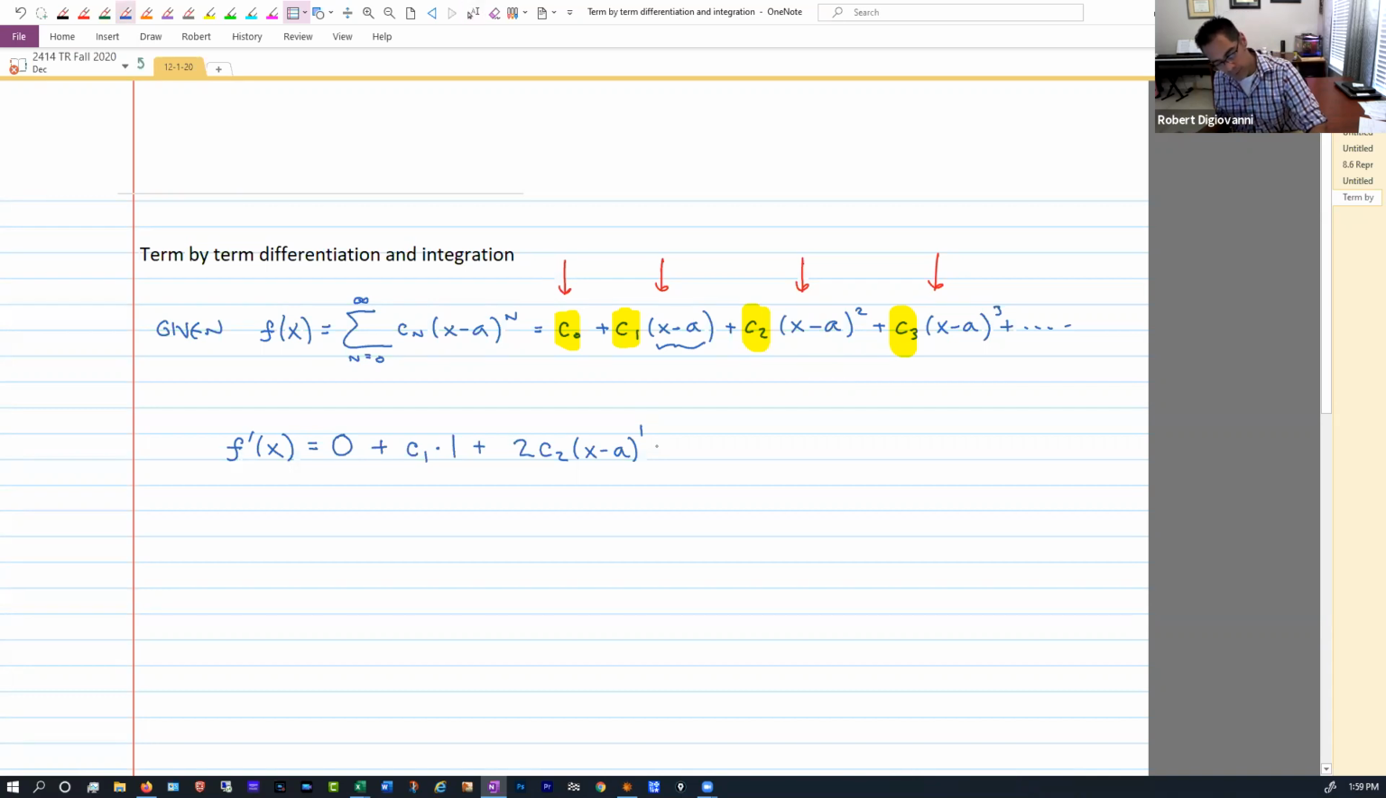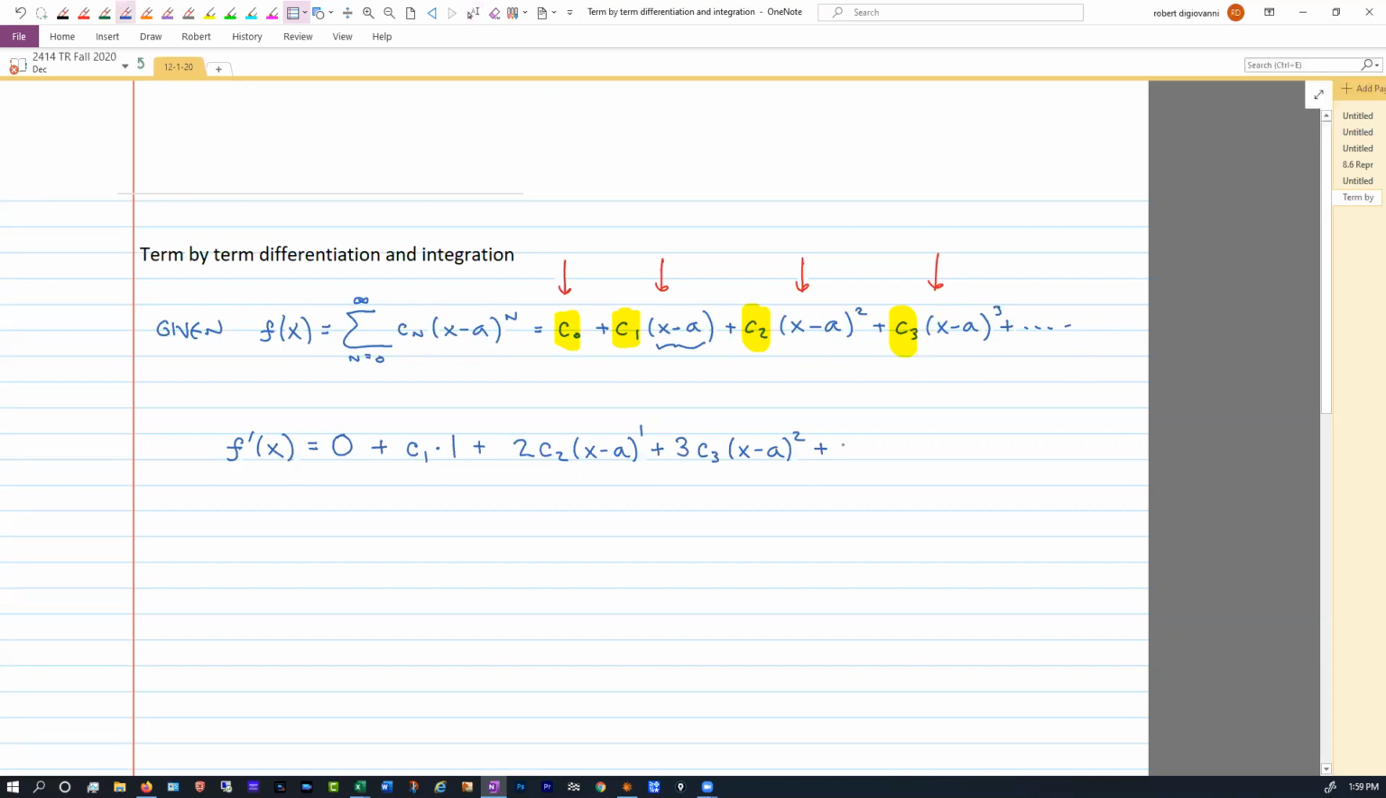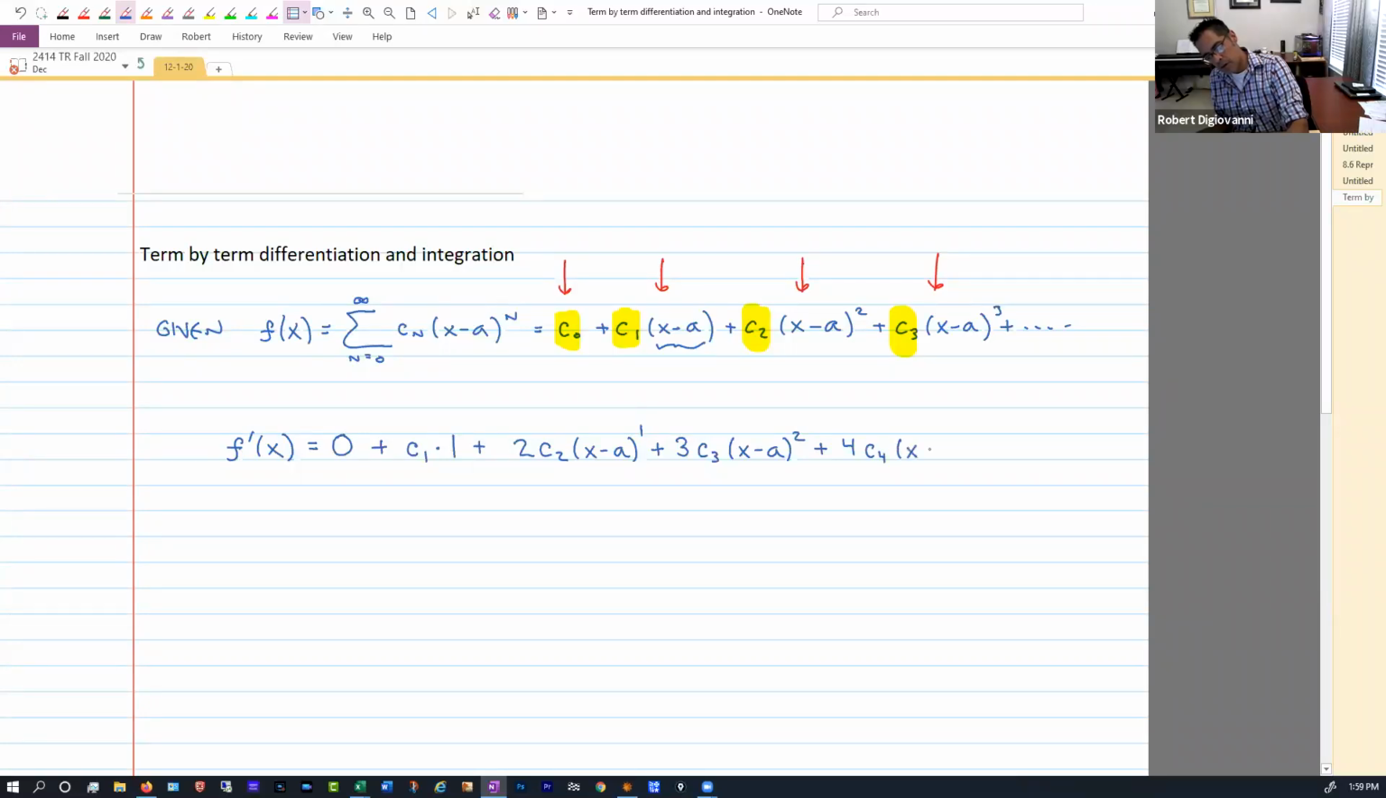Keep going. Plus, what number is going to come out on this one? 3. 3 is going to come out. 3, c sub 3, x minus a squared. Any guess as to what the next one would be? We didn't write it down, but can you kind of see a pattern here? Yeah, 4 c sub 4 x minus a cubed, plus dot dot dot.